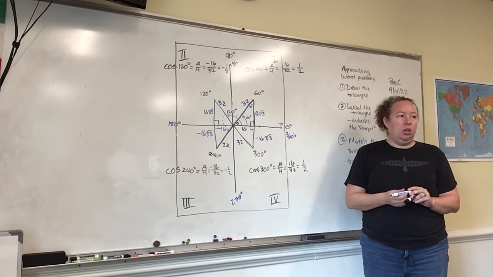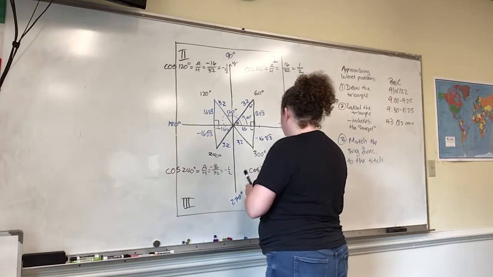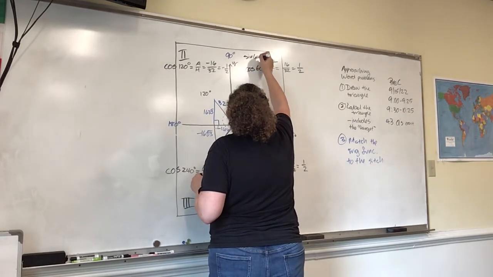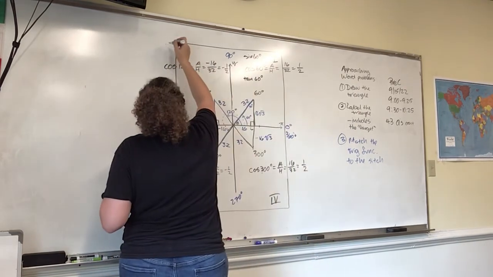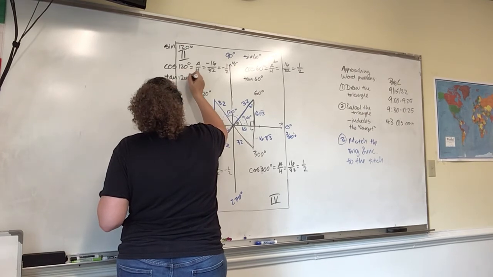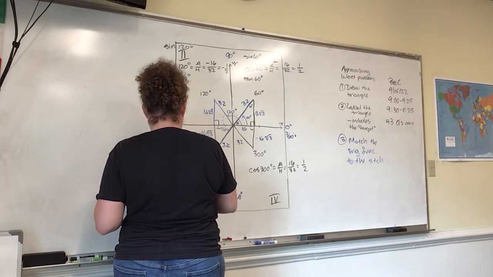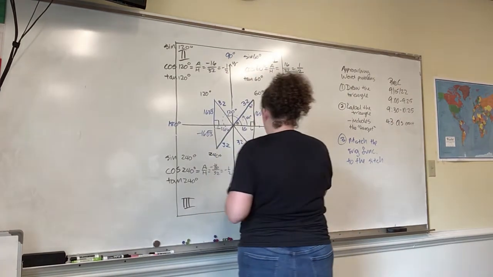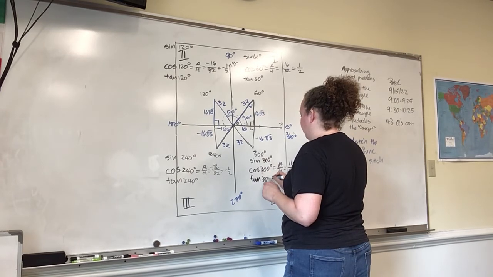What I would like you to do now on your paper is to also find the sine of 60, the tangent of 60, the sine of 120, the tangent of 120, the sine of 240, the tangent of 240, and the sine of 300, and the tangent of 300.